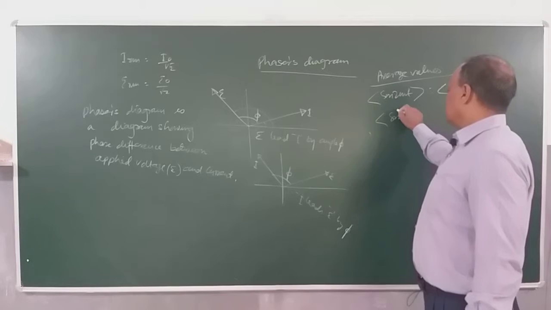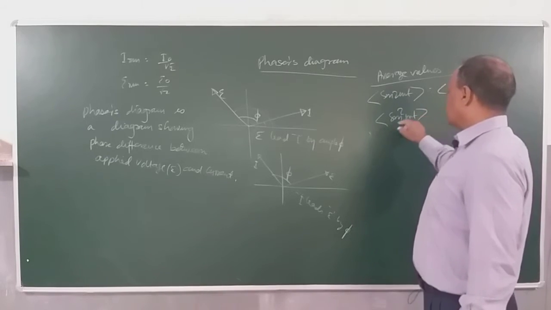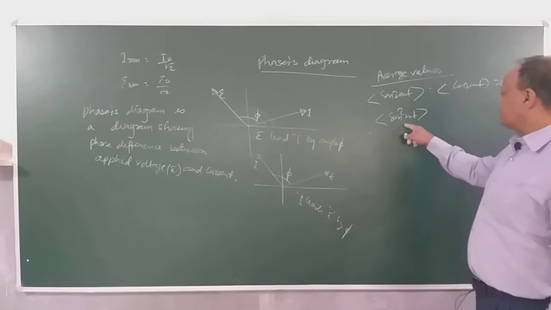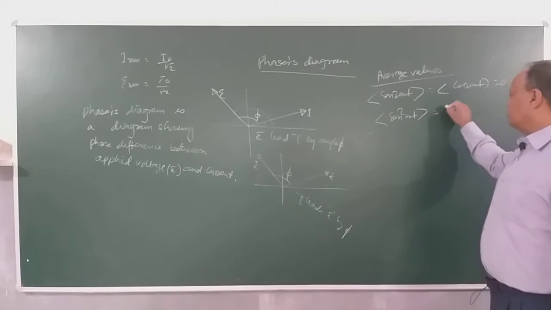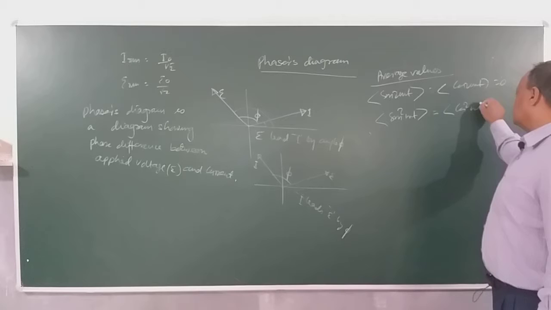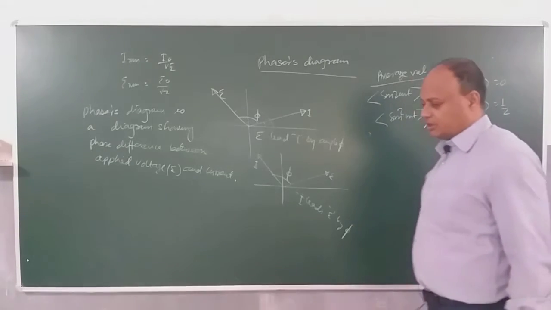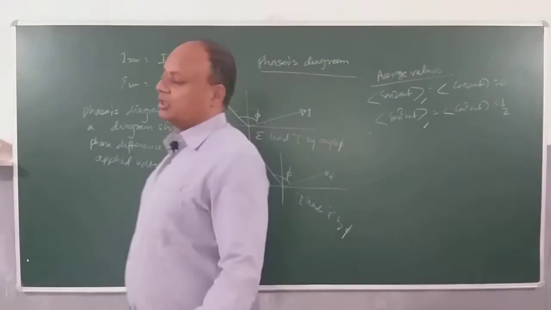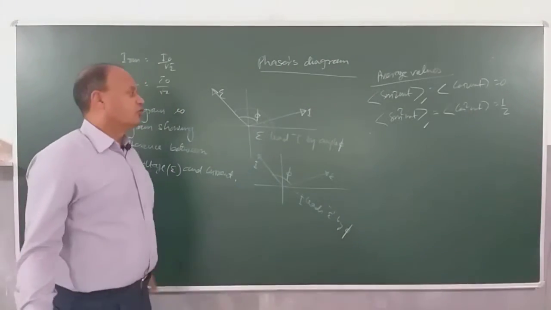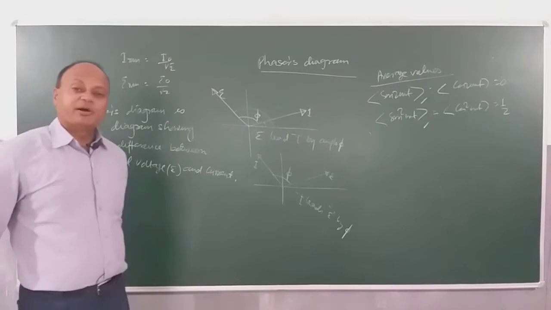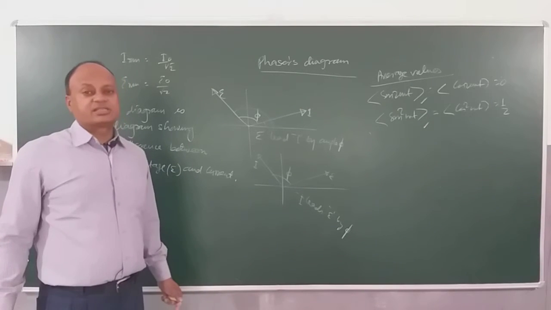Similarly, average value of sin square omega t. Don't fear, omega t is just a theta. Average value of sin square theta will be same as average value of cos square theta, and this will be half. So I want you to remember these average values. Sin 2 omega t is 0 and sin square omega t is how much? Half. These average values will be very instrumental when we are doing power calculations in various AC circuits.